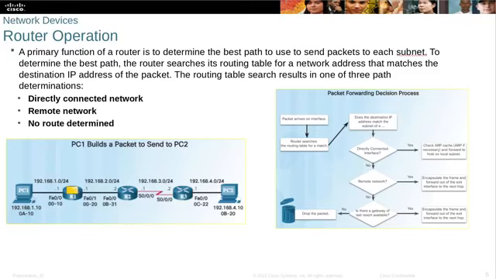The routing table search will result in one of three different path determinations. It will either be a directly connected network, which is one that's literally directly connected to an interface on that router. It will be a remote network, which is a network that we have to get to through another router or series of routers, or there'll be no route determined. If there's no route determined and we have no gateway of last resort, then it will discard the packet.